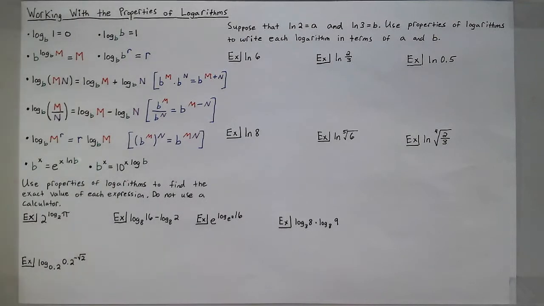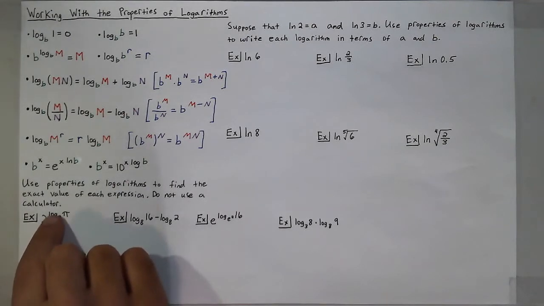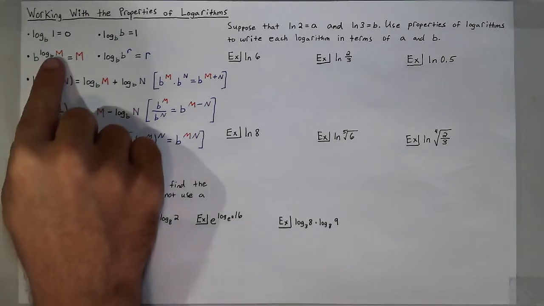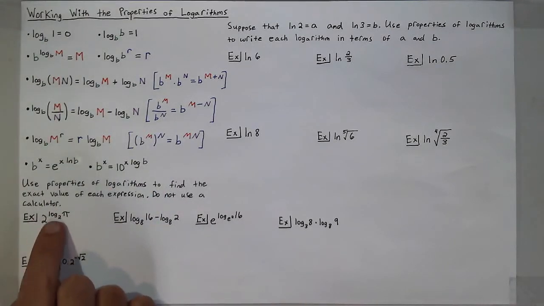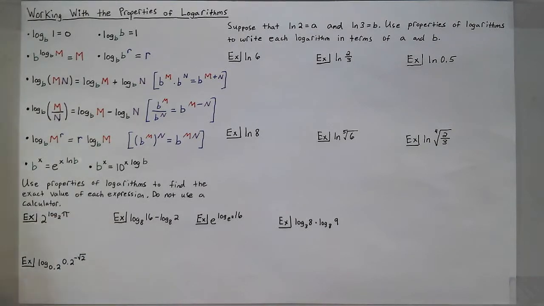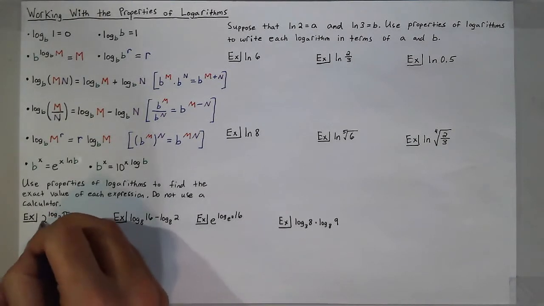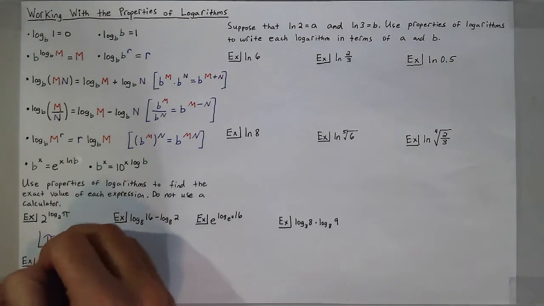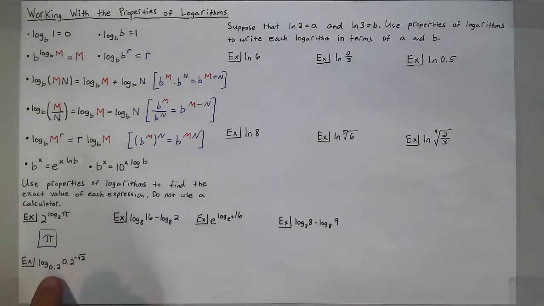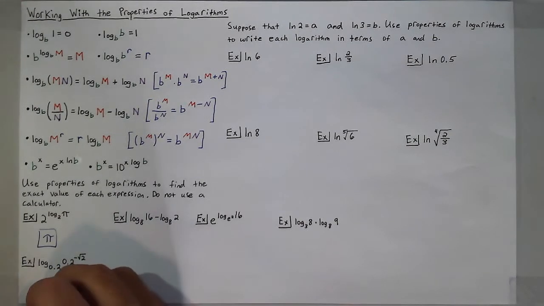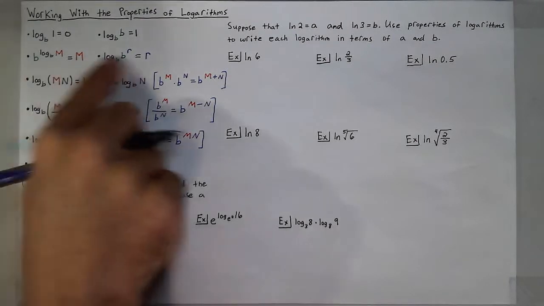Now let's put these to practice. So if I had 2 to the log base 2 of pi, that's using this property up here. So log base 2 of pi is the power you raise 2 to get pi. So that makes sense for this expression just to equal pi. Almost as if those two just canceled each other out. Same thing down here, log base 0.2 of 0.2 to the negative square root of 2. The power you would raise 0.2 to get 0.2 to the negative square root of 2 would be negative square root of 2. So those are your cancel out properties, these two right here.